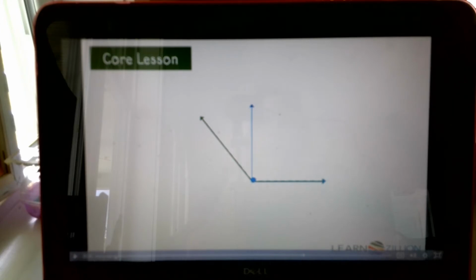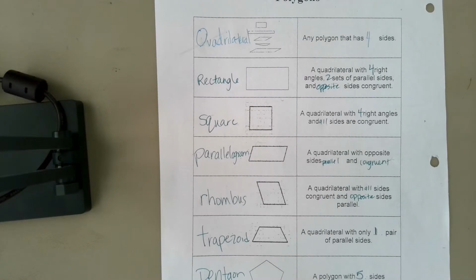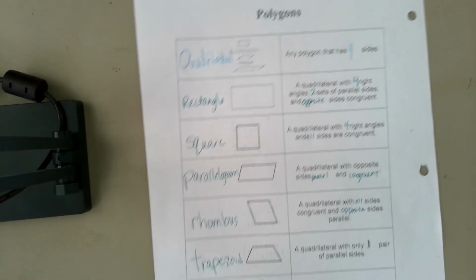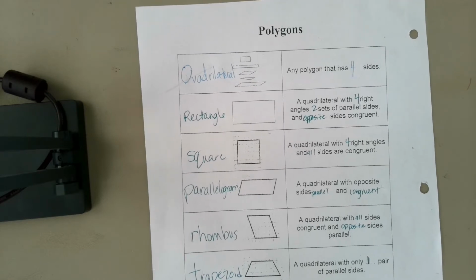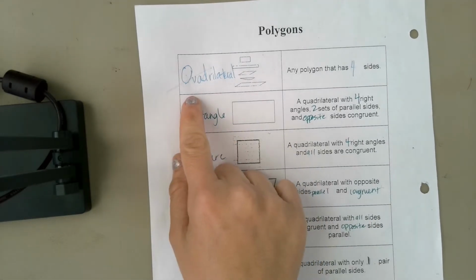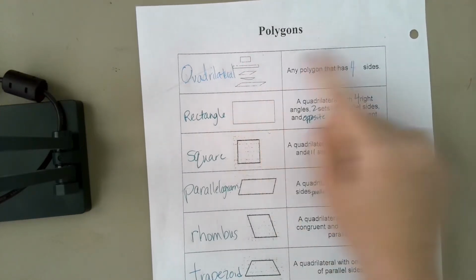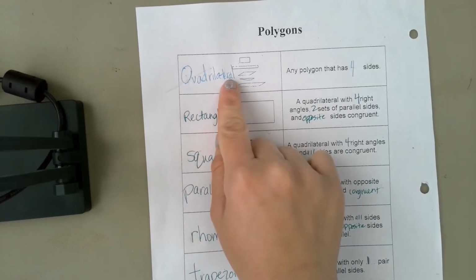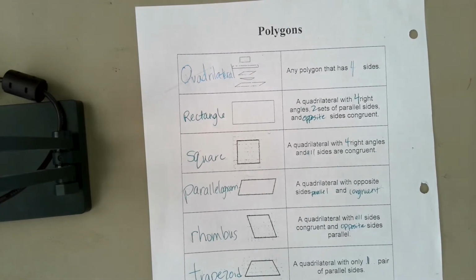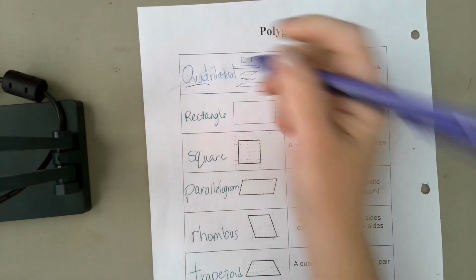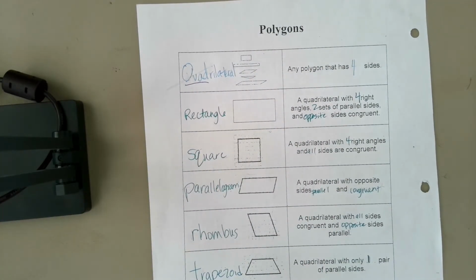We're going to pause it right there. I want you to take a look at your polygons sheet. I just want to make sure that you have the correct answer. Okay, so we're looking at your polygon sheet. The first blank says a polygon that has 4 sides. So if you look at this figure, all of them have 4 sides. That is called a quadrilateral. I want you to know that quad is a prefix for 4.